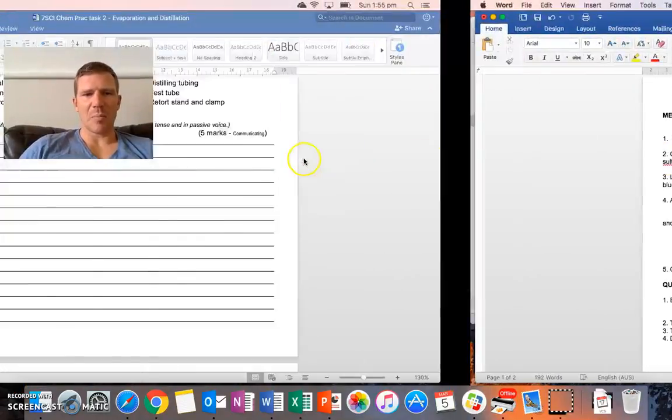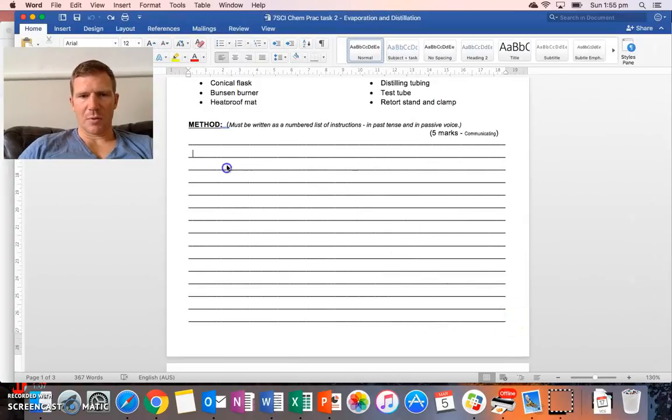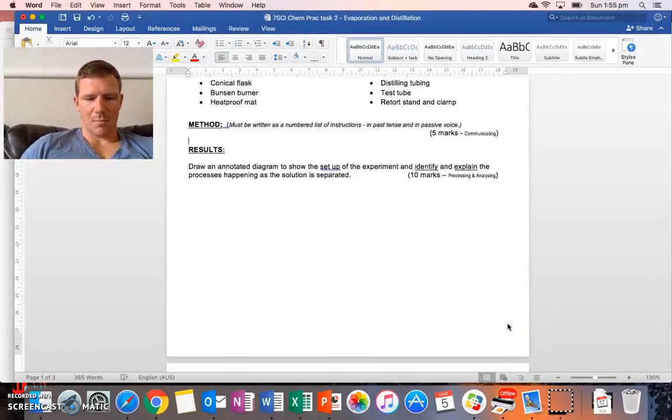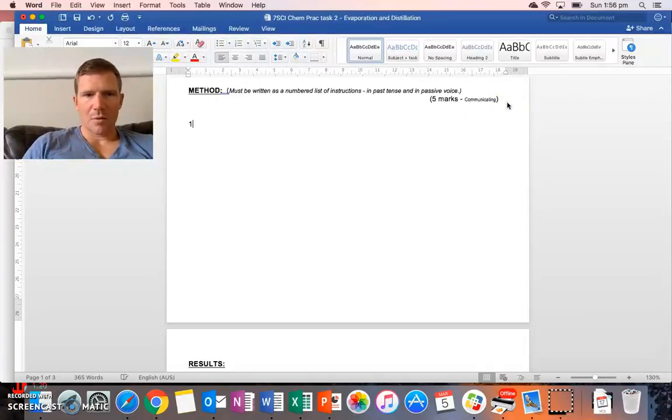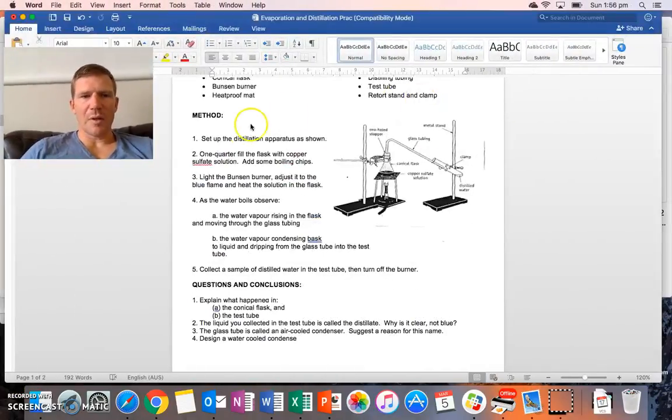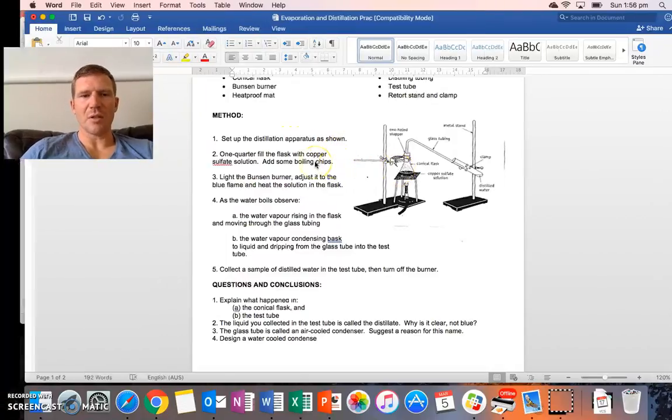So an example might be, and I'll just get rid of this so I can type in here. You're obviously going to write this in. Number one, set up the distillation as shown. Okay, so that's an instruction.